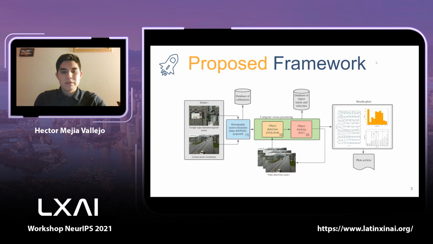Then we have the object detection module using the You Only Look Once deep learning model. And finally, there's an object tracking component that assigns IDs to vehicles across frames using the intersection over union metric, and also estimates speed for each vehicle independently.